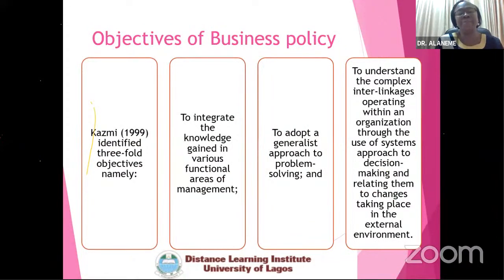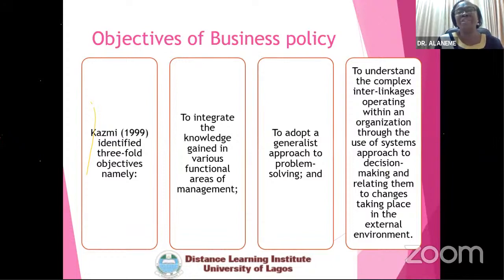What are the objectives? For Casme 1999, again, he identified threefold objectives. And they are: one, to integrate the knowledge gained in various functional areas of management.